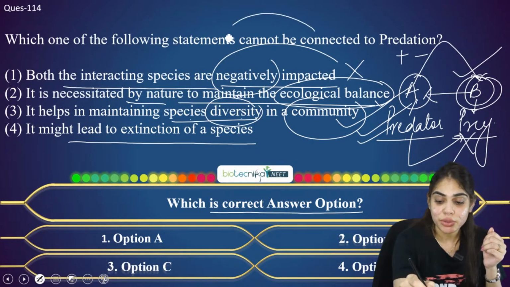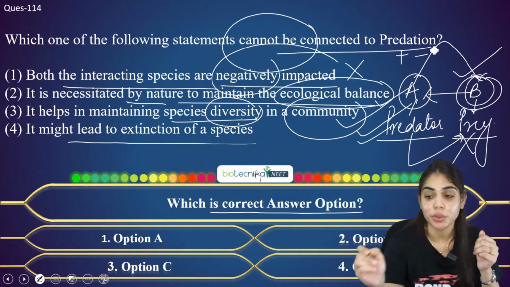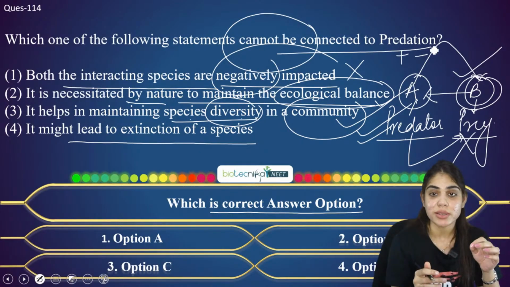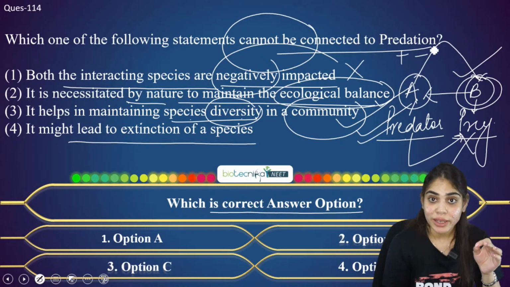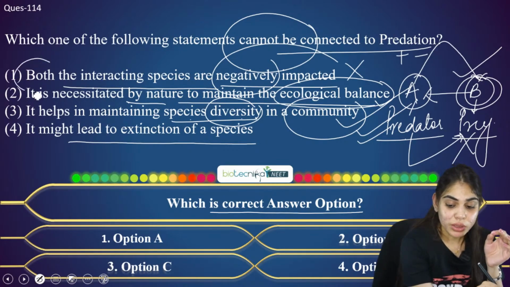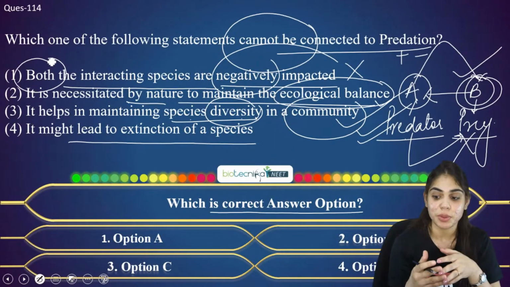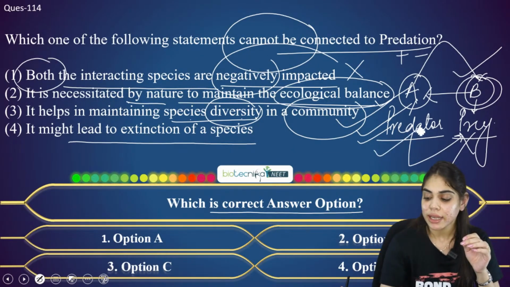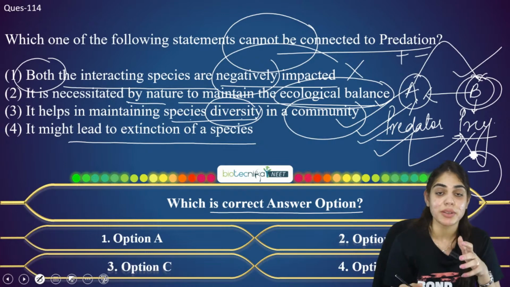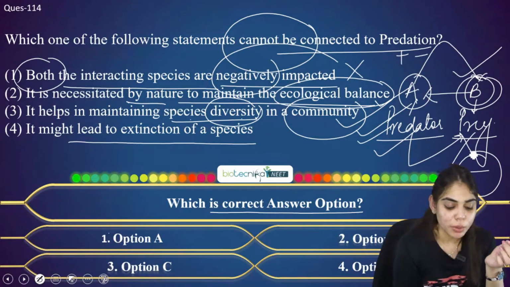Here you have to select the one which is not connected to predation. So the first option is not connected to predation, where it is talking about both the species being negatively impacted. It is an absolute statement, not both the species. One is positively impacted and the other one is negatively impacted because it is dying. So the first option is the right answer here.